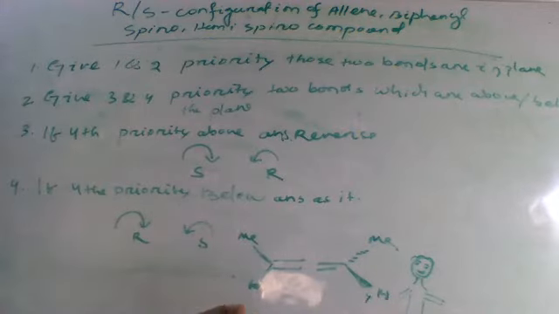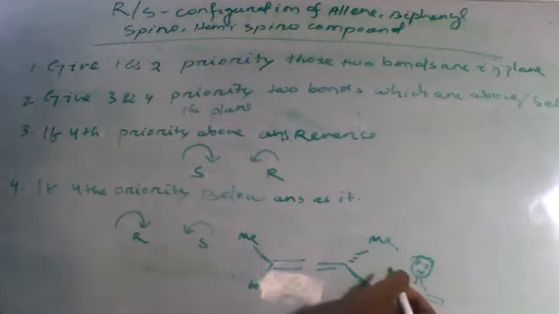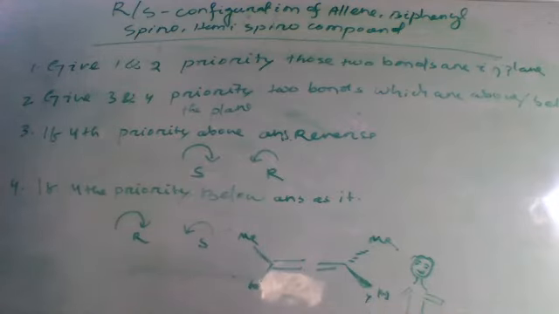The answer is reversed, means if the rotation is clockwise then it is S configuration, and if the rotation is anti-clockwise it is R configuration. Then the next rule: if the fourth priority is below the plane, that means away from you, then the answer is as it is. If the rotation is clockwise then it is R configuration, and if anti-clockwise then it is S configuration. Then we'll see some examples.